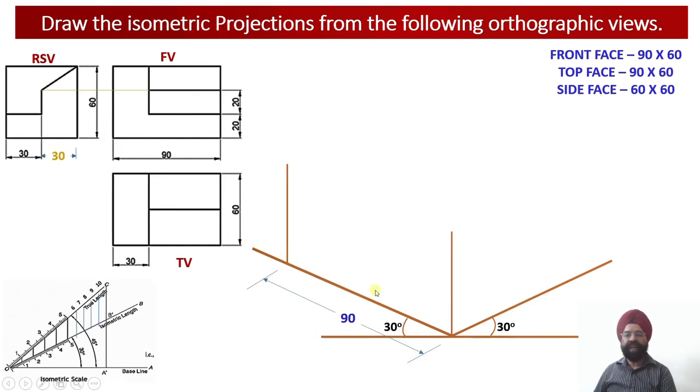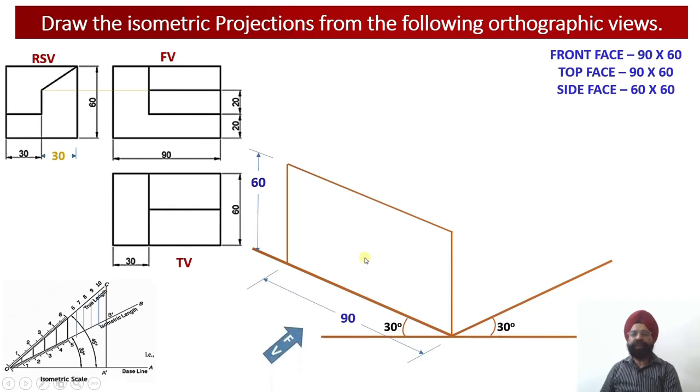So we have drawn this 90 millimeter, and the height of the front face is equal to 60 millimeter. And once we draw an isometric length parallel to the x-axis, this is going to lead to the completion of the front face of this particular solid. So the front face will measure 90 millimeter by 60 millimeter.